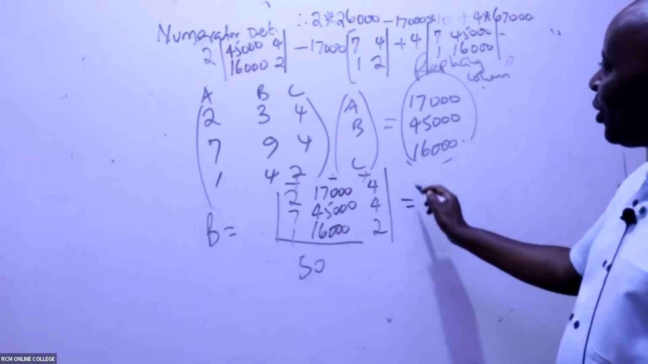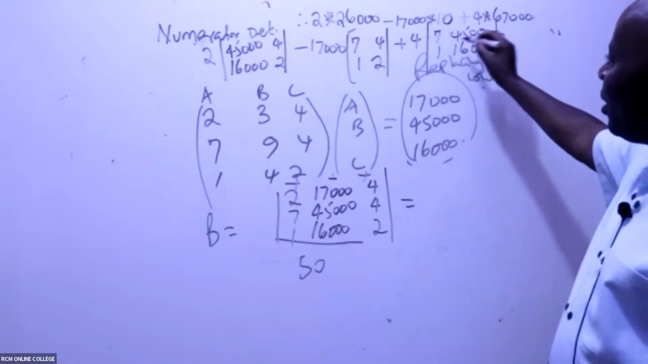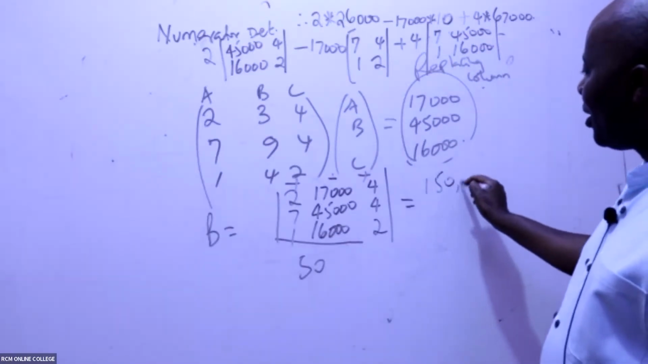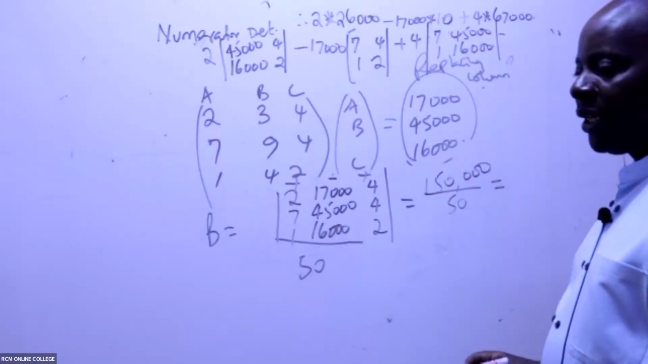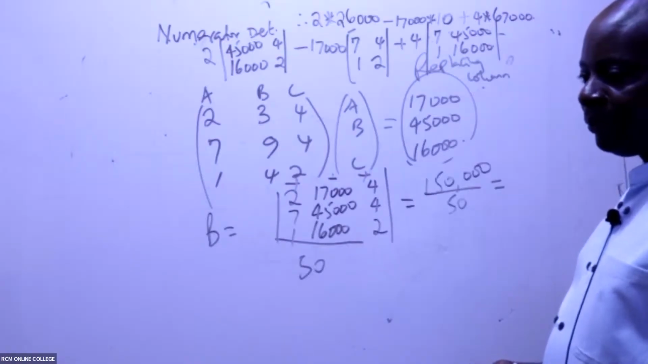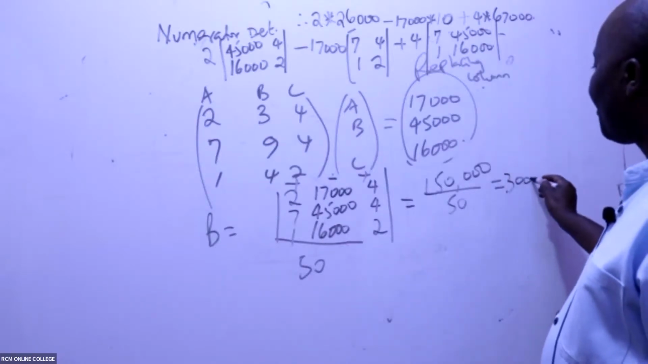What figure are we able to get if you just follow this now? 150,000 divided by the 50, divided by the 50. So then at the end of the day, what figure shall we get? So we have there 3,000. I'm being given 3,000 units.